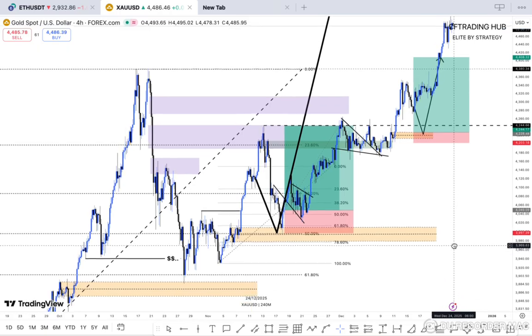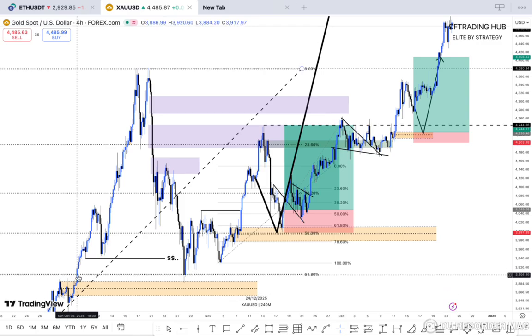Whenever you see price moving towards the direction you want, there's always a fair value gap. So these are fair value gaps. This is a fair value gap here. Another fair value gap over here. Another fair value gap.